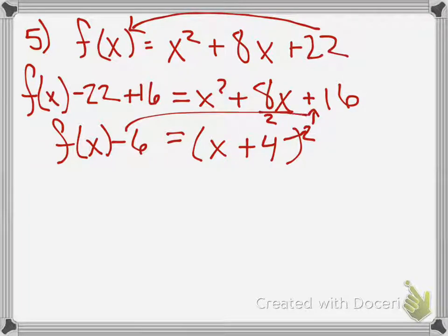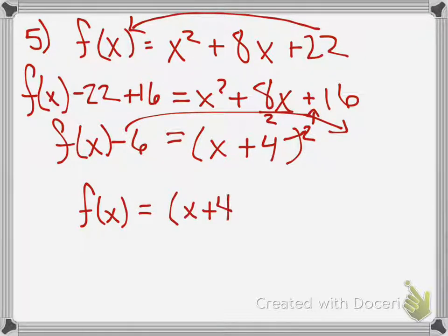Move that to the other side, and you've got f of x is equal to x plus 4 squared minus 6. Oh, I'm sorry, plus 6. Ooh, I almost messed up there. Don't forget, when it moves over to the other side, it will change signs. Just like when it moved over at the beginning, at the end, it'll change signs.